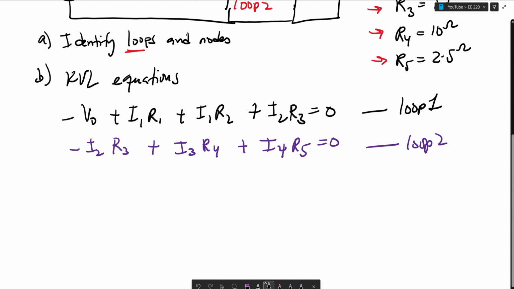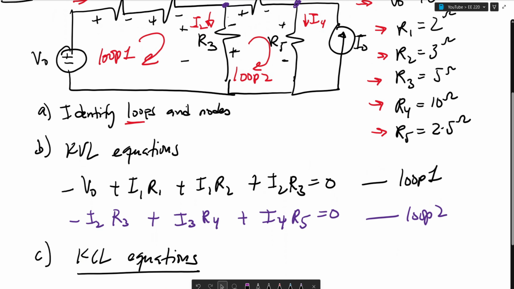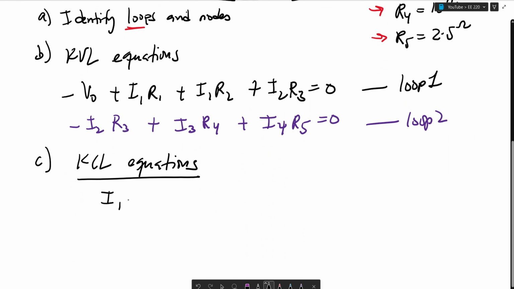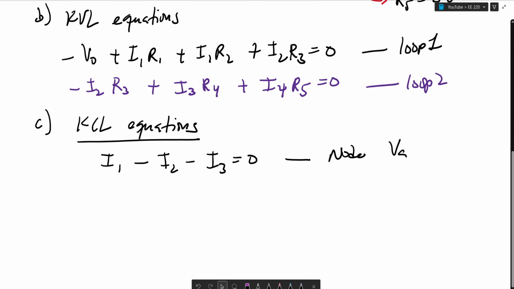The third part of the question is write your KCL equations. And for KCL, I1 minus I2 minus I3 is equal to 0. This is at node VA. And I3 minus I4 plus I0 is equal to 0. And this is at node VB.